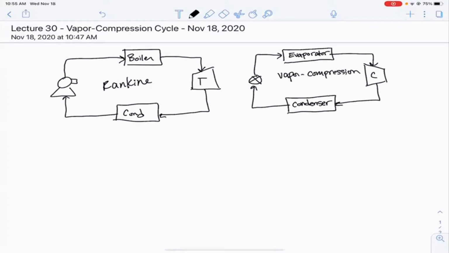In that cycle, there are 4 steps, just like there are in basically all of the other cycles we've looked at. In our vapor compression cycle, step 1, we are going to have saturated vapor that is compressed reversibly and adiabatically.